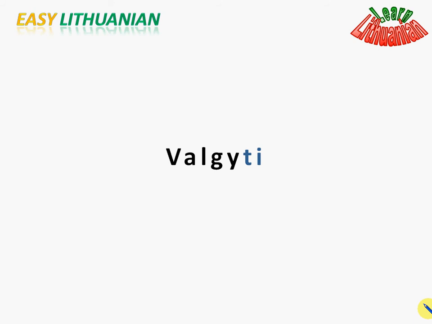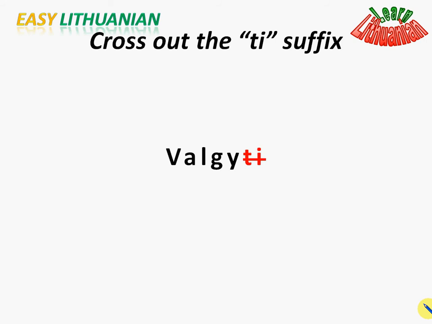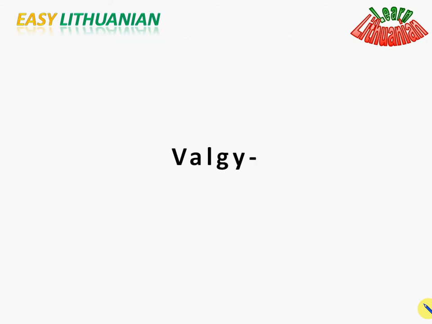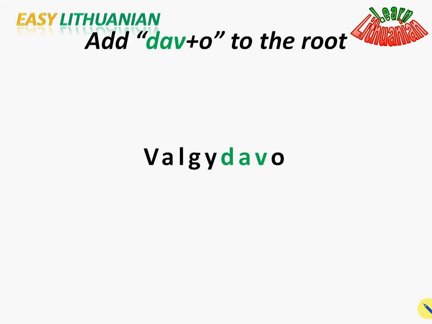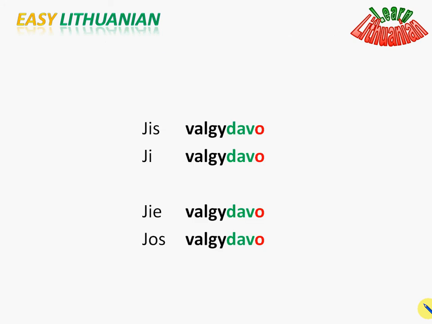The first step to form the past frequentative tense is to cross out the -ti suffix. Cross it out. Now you are left with this part of the word, and you should add the suffix -dav and the ending -o. Valgydavo. You get the word valgydavo. I hope that's clear, and let's try to conjugate it.